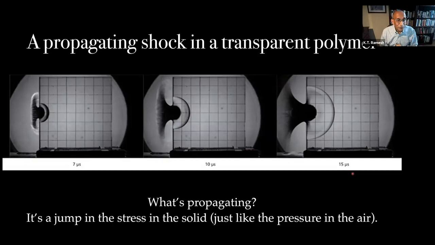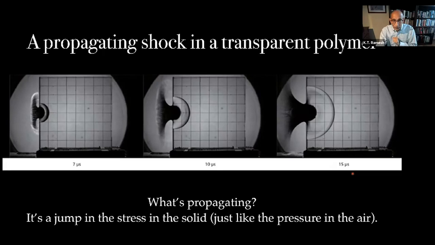And you can watch this wave move through. So you're seeing something propagating. The question is, what is propagating, right? In this case, it's a jump in the stress in the solid. The stress in the solid is essentially a measure of the local force, the force density in the solid. So just like you saw the shock waves around the aircraft, or the shock wave coming off the nuclear blast, this is a shock wave coming off an impact event, but it's still a propagating shock. All right, with that background, let's try to bring things together.